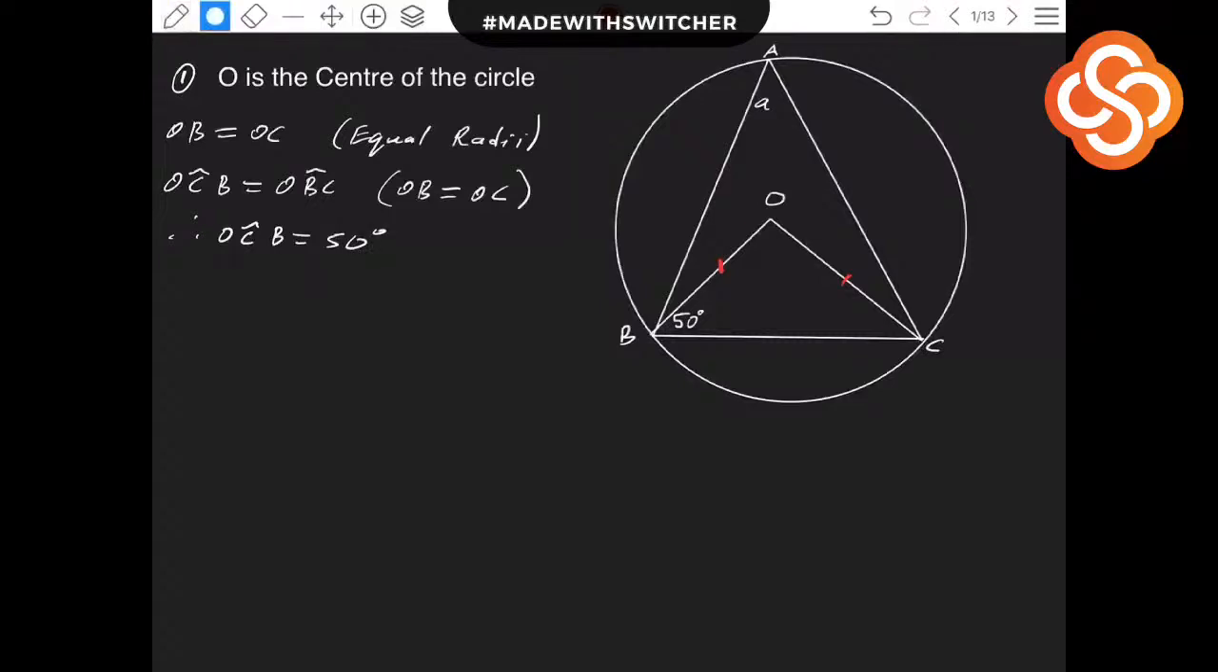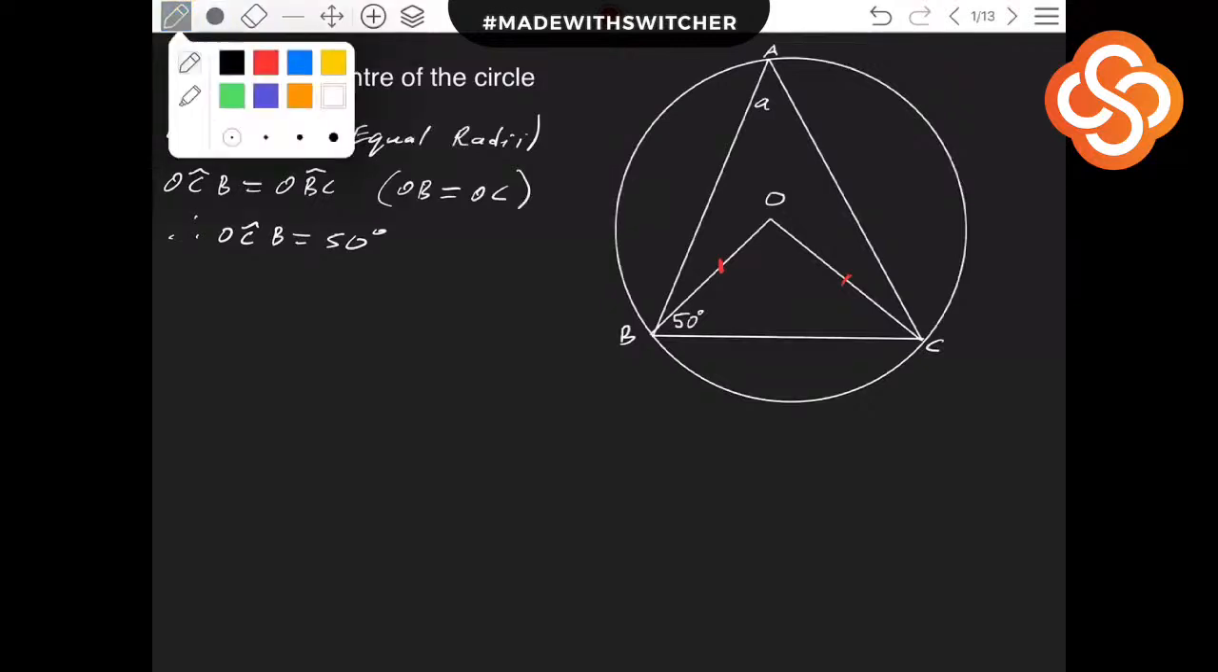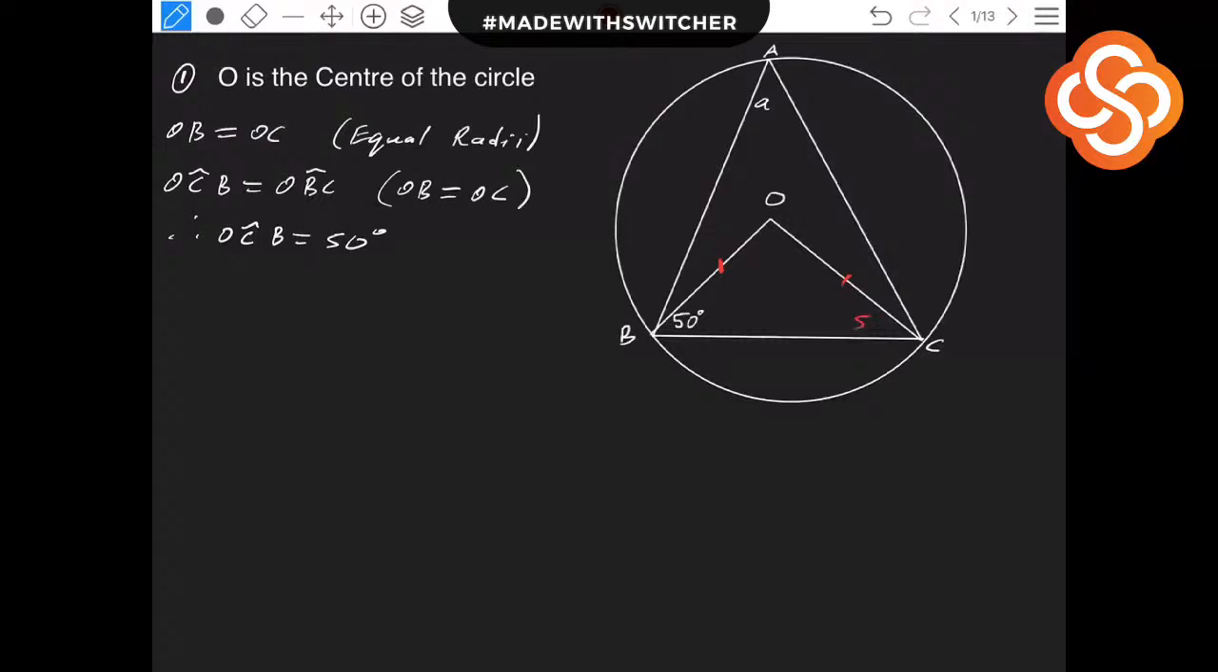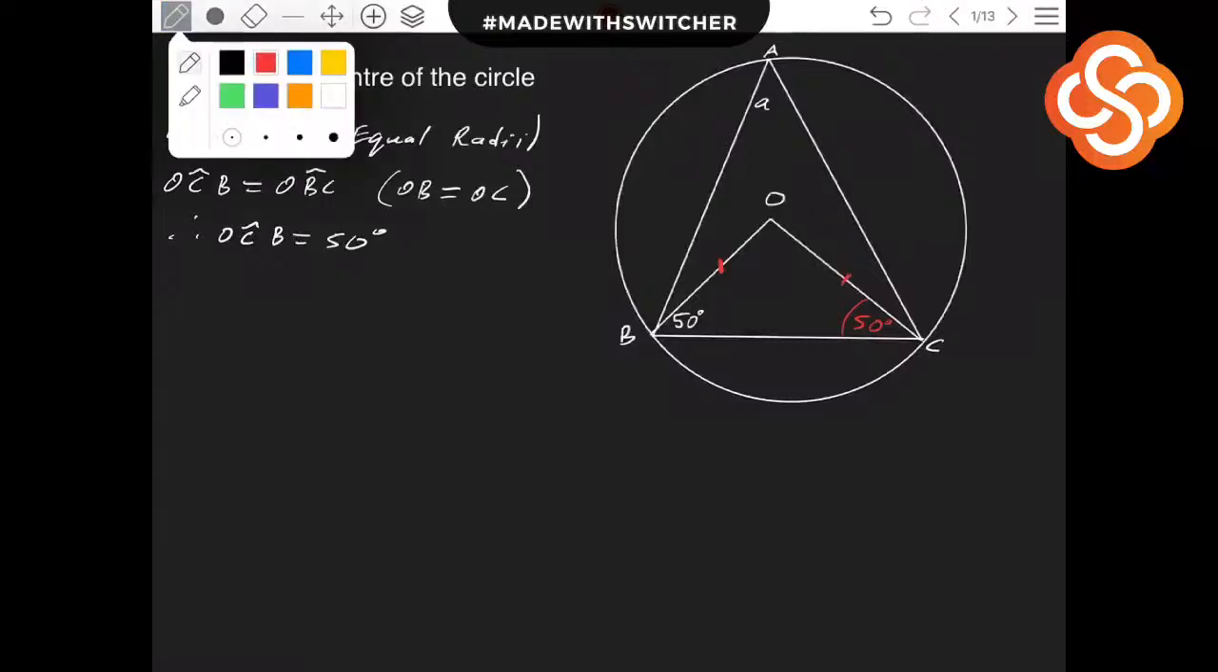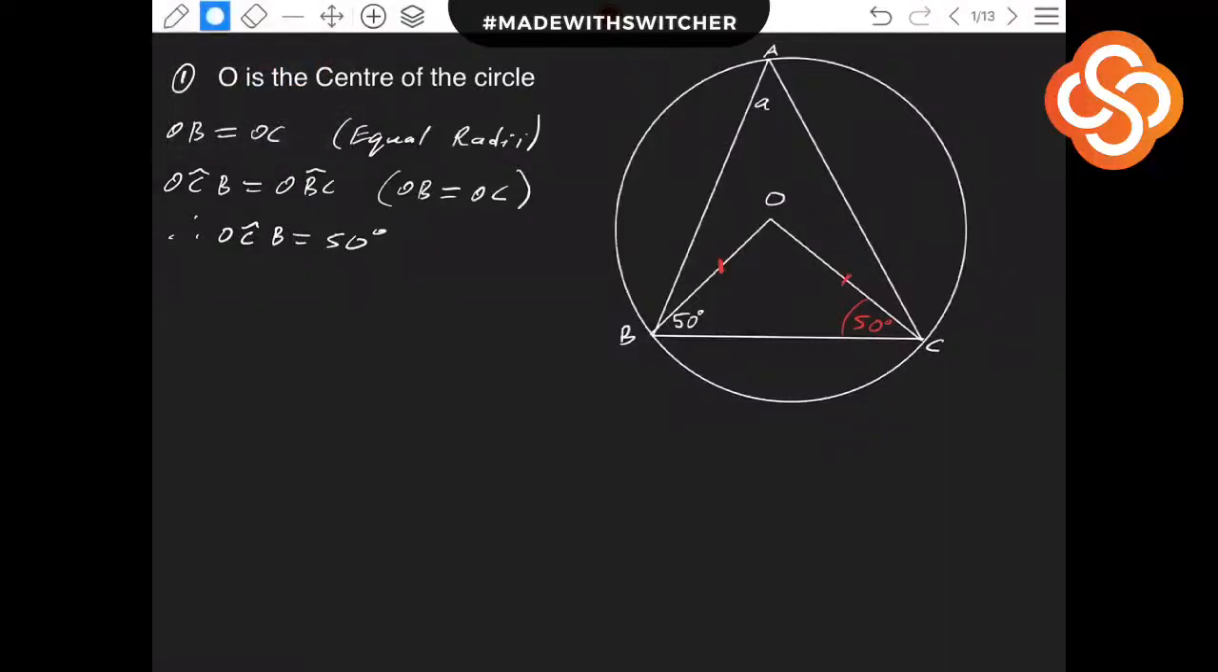I mean, look at this, right? The fact that this length is equal to that length makes triangle OBC an isosceles triangle, because we know that in isosceles triangles, the base angles have to be equal. Therefore, this is supposed to be 50 degrees as well, as I've indicated there. Alright, so now that we know this is equal to 50 degrees and this is equal to 50 degrees, we can easily calculate angle BOC.